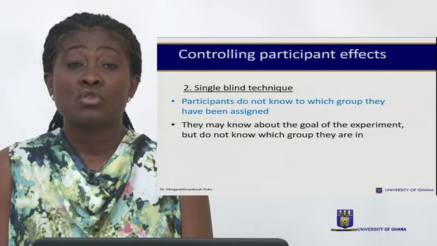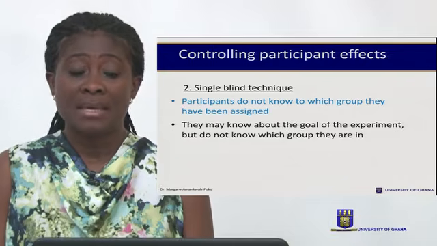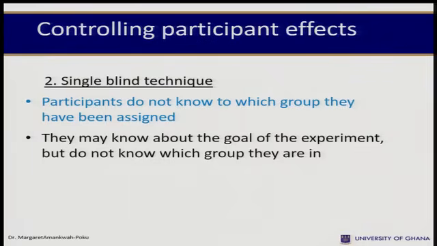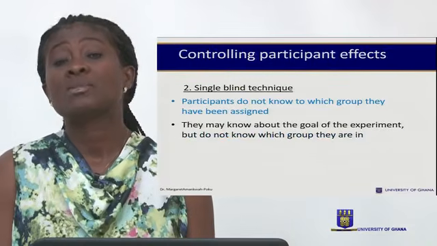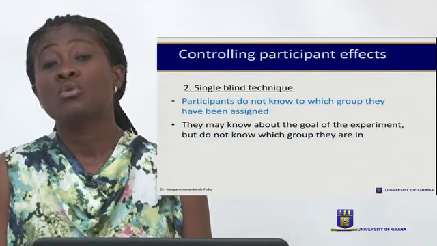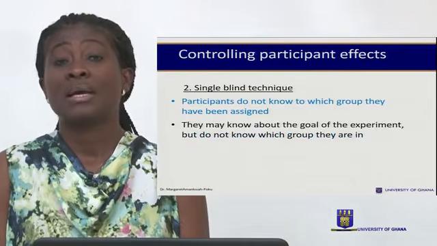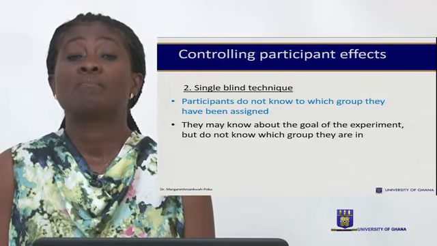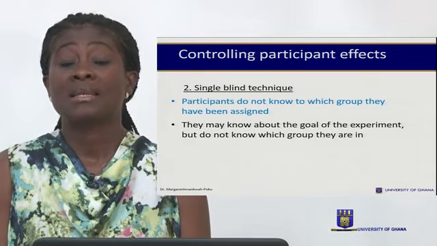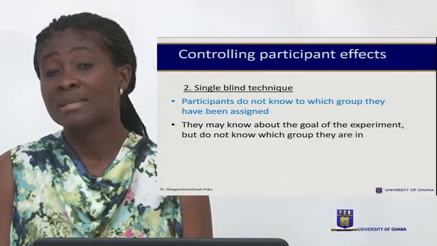Another way of controlling for participant effect is the single blind technique. So we have the double blind, where neither the experimenter nor the participants know who is receiving the active treatment. Then we have the case where it is only the participant who is blind. So participants do not know whether they are in the experimental group or the control group. And that way, they will not make responses that they think the experimenter expects them to make.